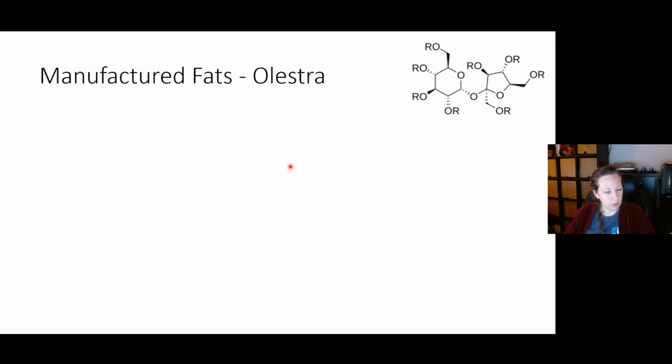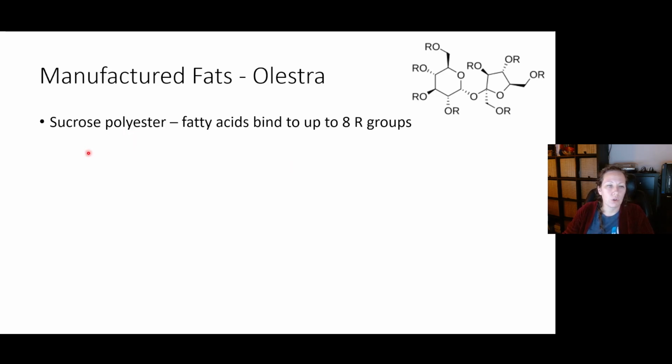Finally, with fats, we'll talk about manufactured fats. And I'm only going to talk about one of them in this section, and that's Olestra. So Olestra is actually a sucrose polyester. And what does that mean?